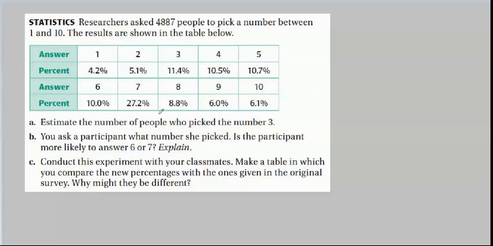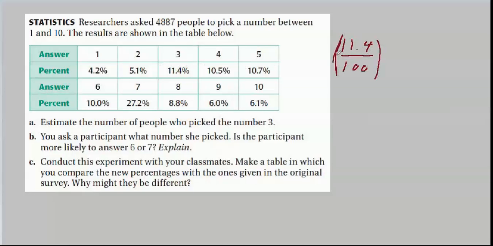So, let's say we have a whole bunch of participants, 4,887. Estimate the number who picked the number 3. Now that was 11.4%. And what does that mean? Well, that means 11.4 over 100, right? That's what percent means. That's the ratio of people who picked the number 3.